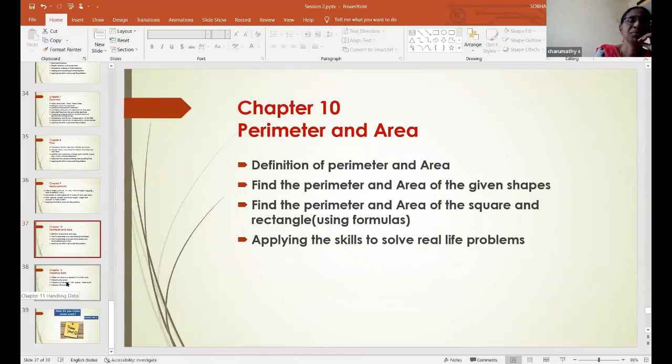Next. Here we are doing both area and perimeter, using the formula and without using the formula, by observing the shapes of the objects and shapes of the figures.